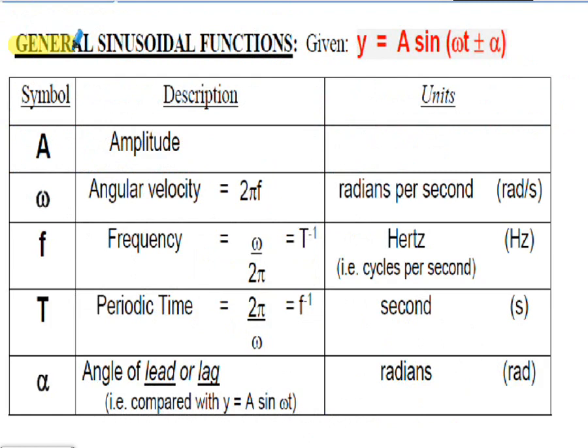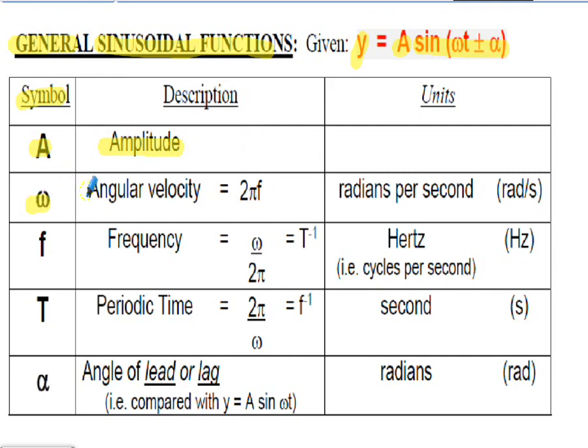Let's review general sinusoidal functions. The form y is equal to A multiplied by the sine of omega t plus or minus alpha. The symbol A relates to the amplitude of the waveform, the height of the waveform.